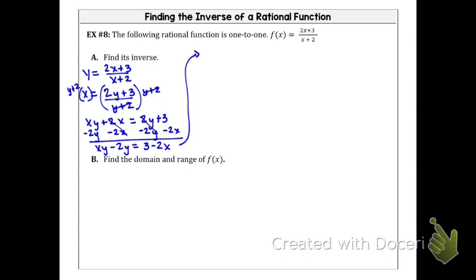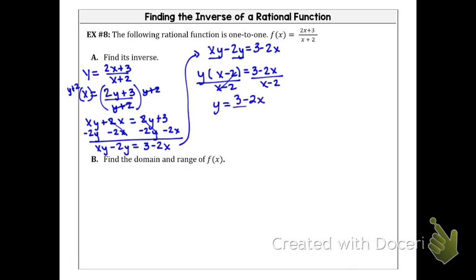I'm just going to rewrite that real quick here. So xy minus 2y equals 3 minus 2x. And then both of these have a y in common, so we're going to factor it out. And then just divide by what's in the parentheses so we can get y by itself. And so we get y is equal to 3 minus 2x over x minus 2.